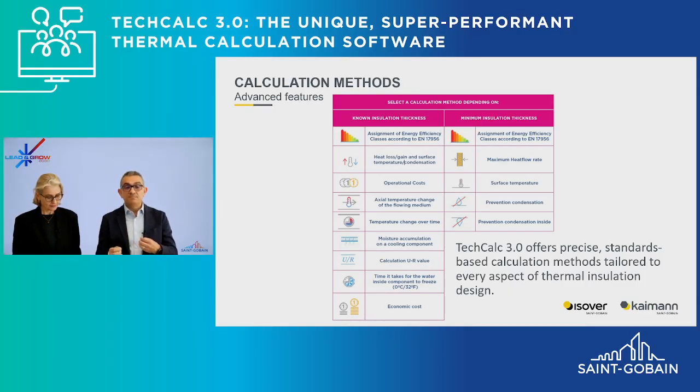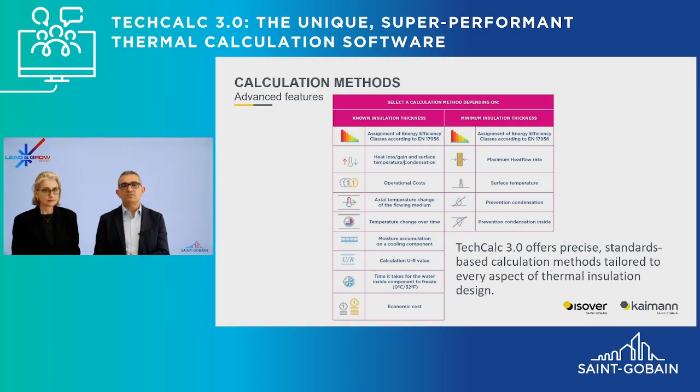And we have introduced new features in the calculation method of operational cost. It's possible to introduce the tax on CO2 emissions and the economic cost. We can create the graph of the total cost of your solution to know what is the minimum economic insulation thickness that is necessary for the project.